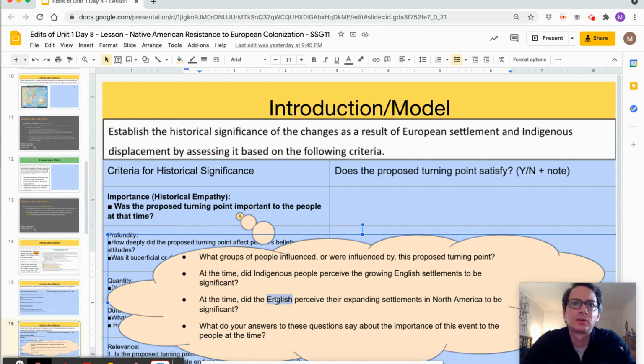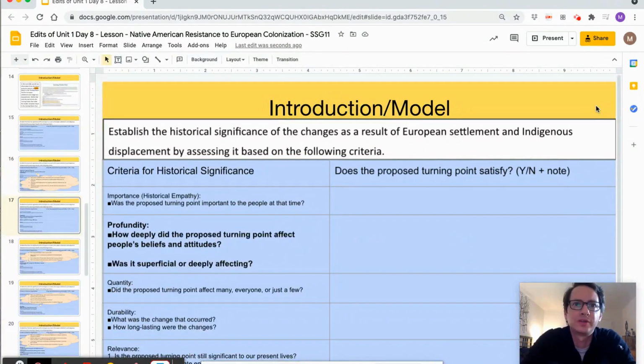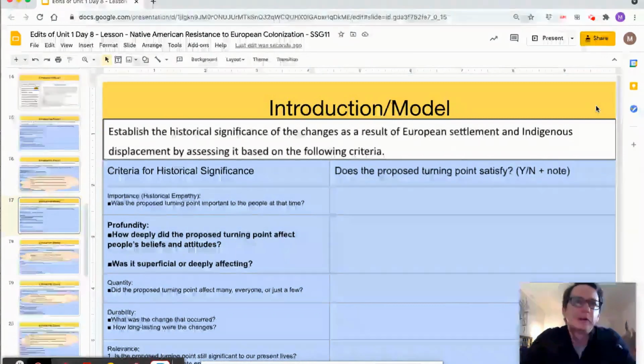Now, for this model, there were only really two main groups. However, this definitely isn't always going to be the case. And you should make sure that you do this for all relevant groups, even if it is more than two. Next, we have Profundity, but I'm going to skip that one for now because that's the one that we're going to go through in much more depth in just a moment as a sample response.